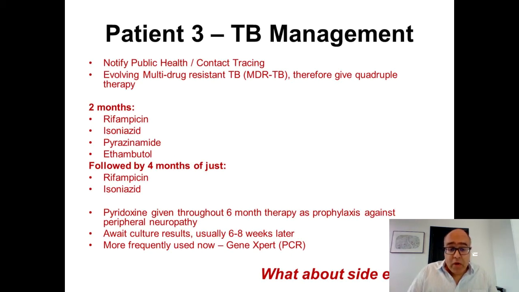Having said that, more frequently now, we're using something called GeneXpert, which essentially is PCR analysis, which is more expensive, but it is becoming more readily available, and the advantage is it gives you a much quicker answer in terms of what are the drug sensitivities for your organism. So if you suspect, for example, you've got a patient who may have multi-drug resistant TB, then clearly GeneXpert is going to be very useful.